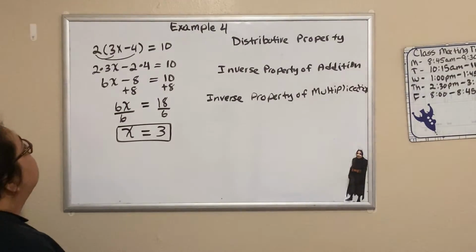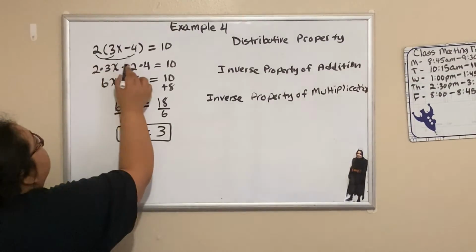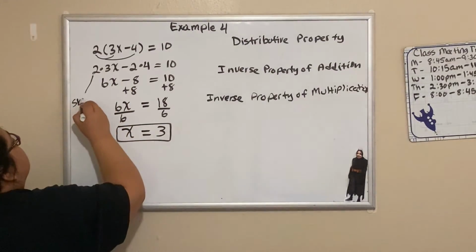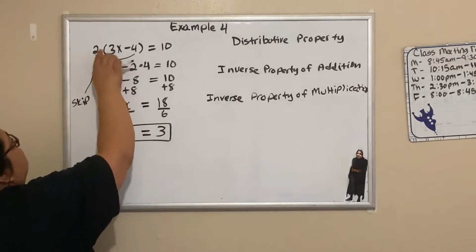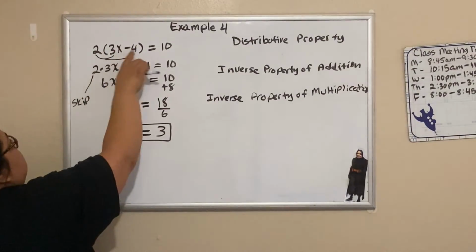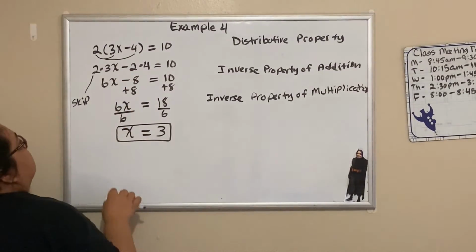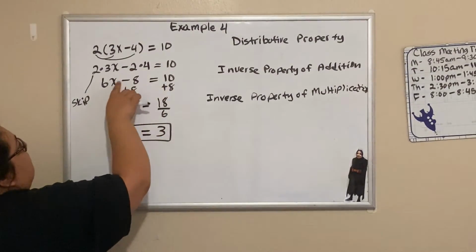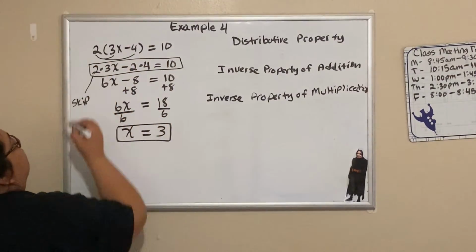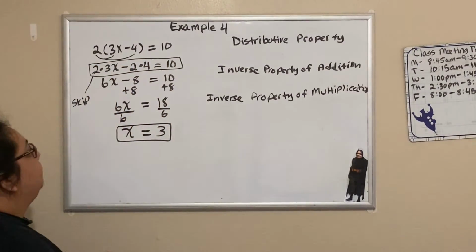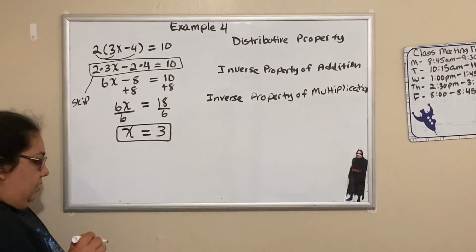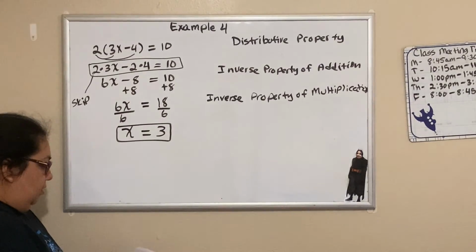And this step right here, where we're distributing and showing what that means, we can normally skip that step too. You can jump from 2 times 3x to just 6x, and 2 times negative 4 to just negative 8, and then bring down the 10. So this step right here can be skipped for the most part, okay? So that is example 4, okay?